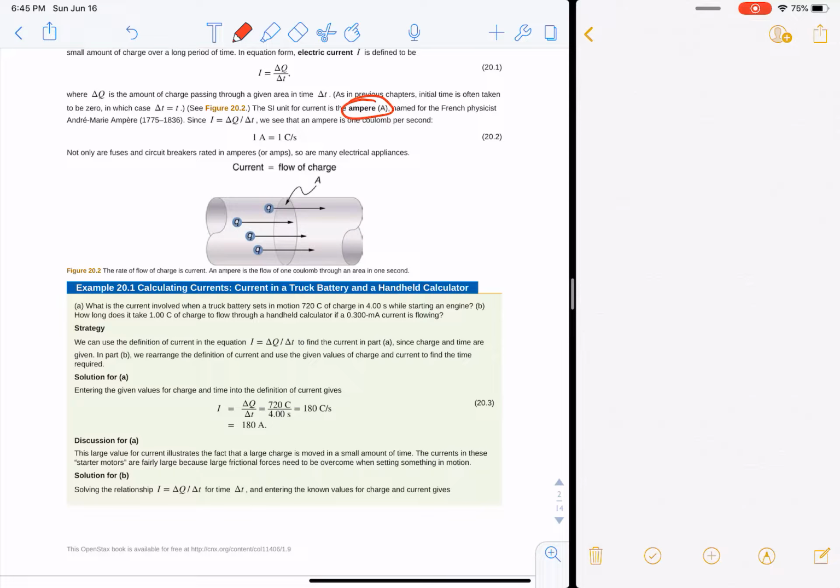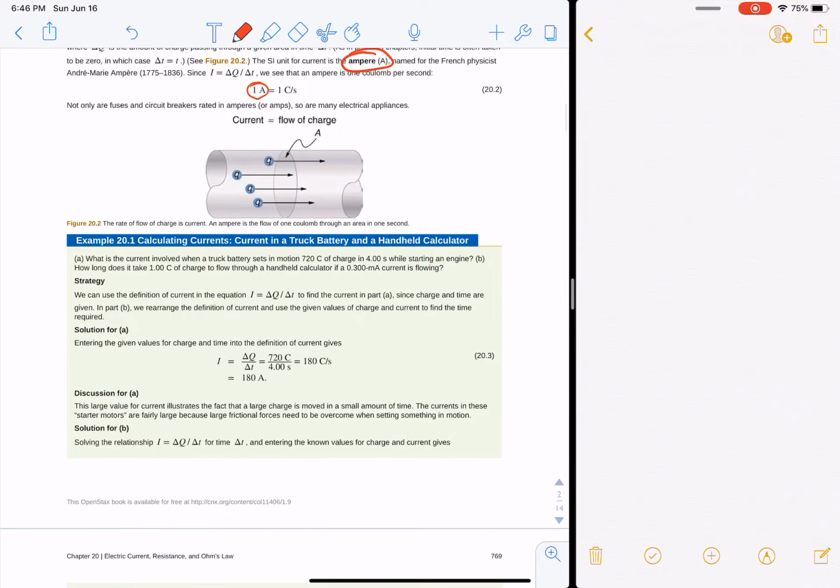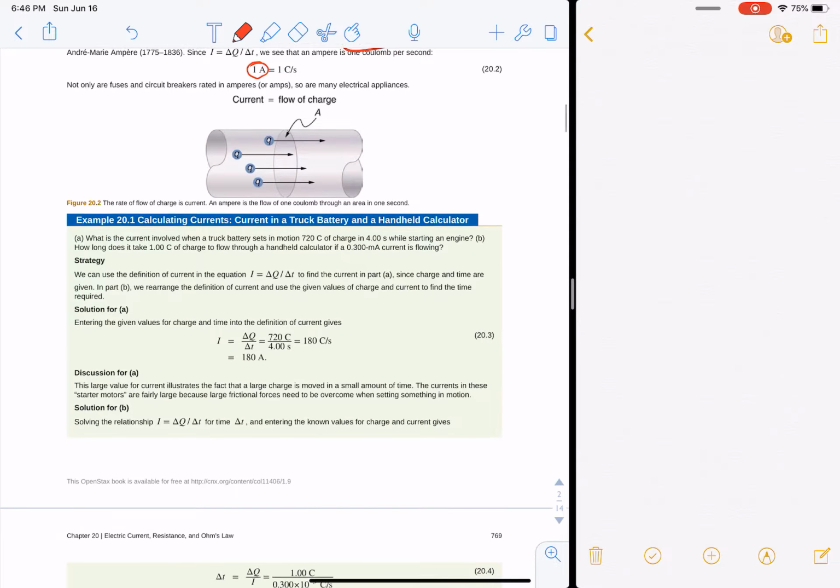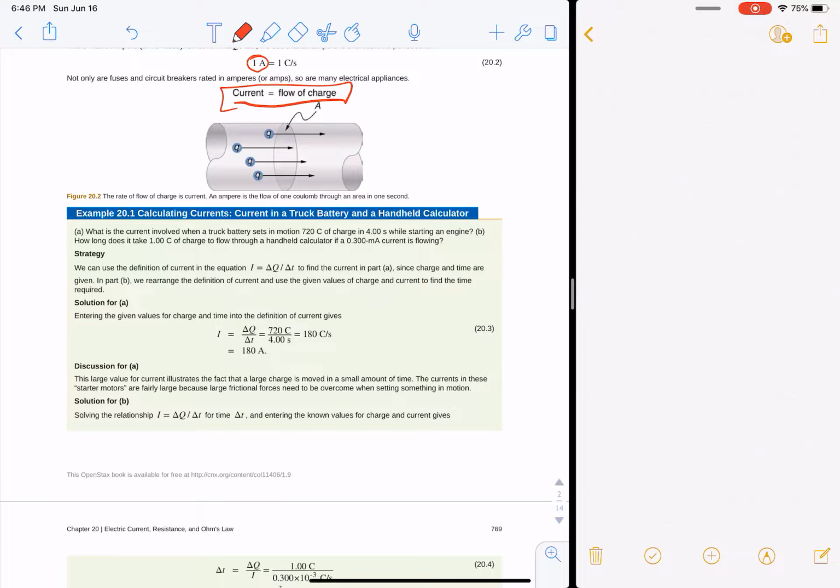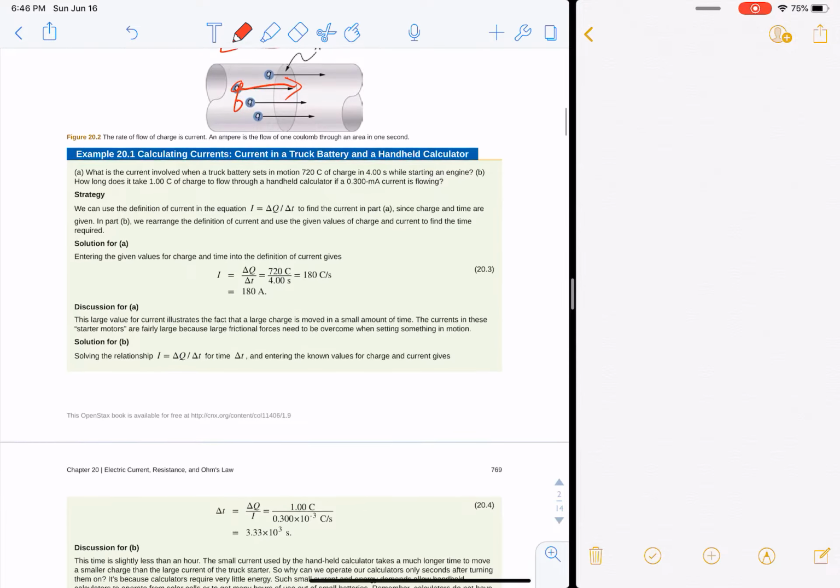One amp, for short, is 1 coulomb per second. So current is charge per time, coulombs per second. Current is a flow of charge. You take a charged particle, you push it through an area, and you get flowing current.